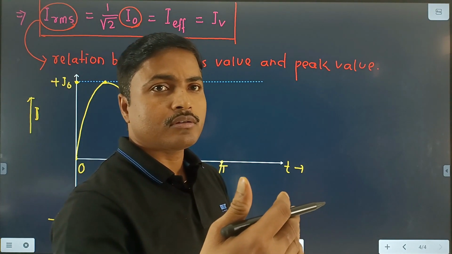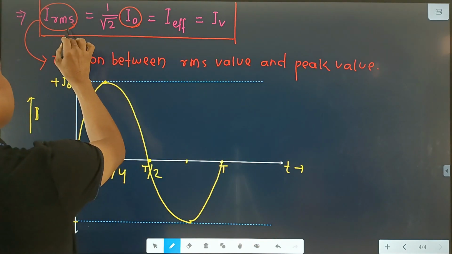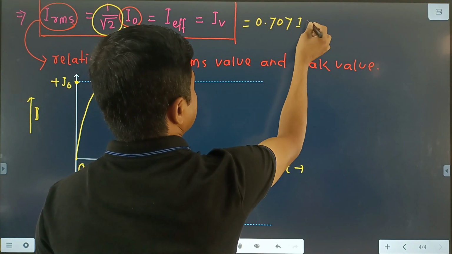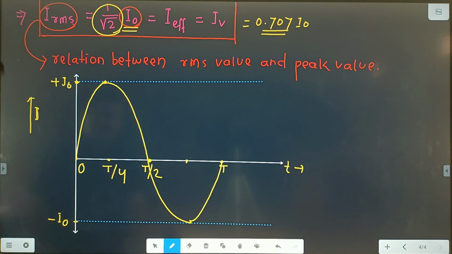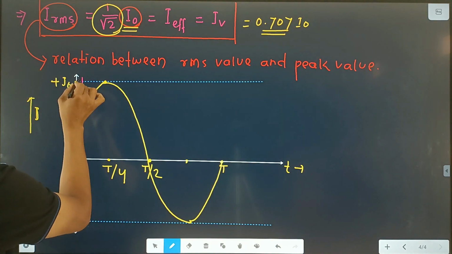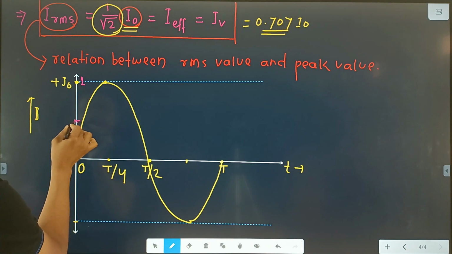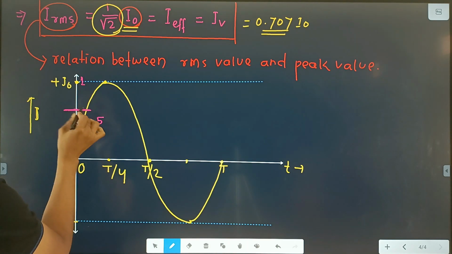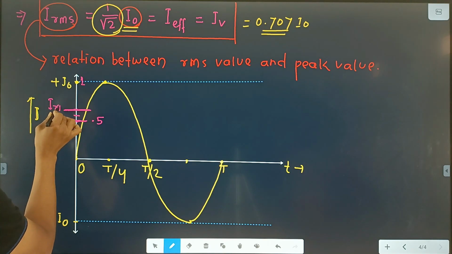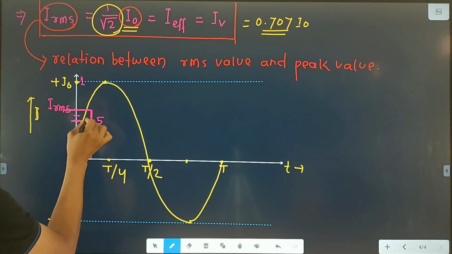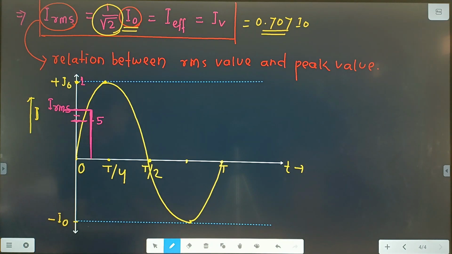And you know root mean square value, IRMS equal to 1 by root 2 of I0, or that is also 0.707 times I0. 0.7 means if you divide the y-axis, suppose from this point to this point is 1, then this is the middle point, that is 0.5, suppose this is 0.6, this is 0.7, so this is known as the root mean square value, IRMS. From this point to this point, this is the root mean square value.